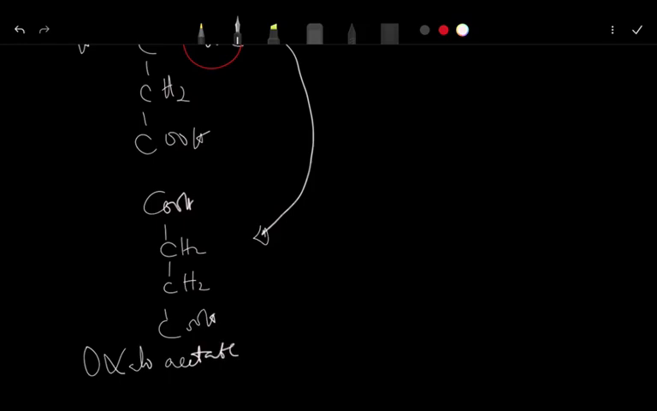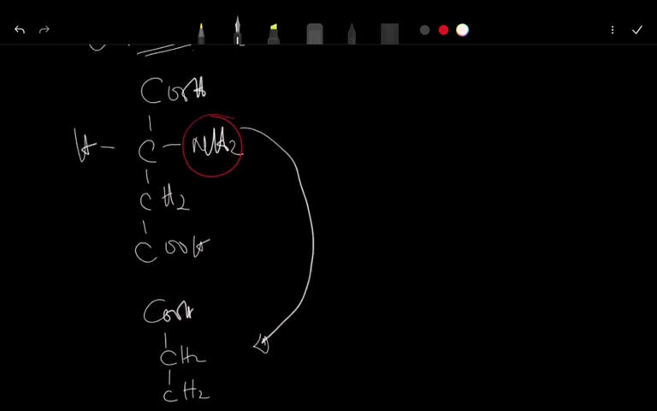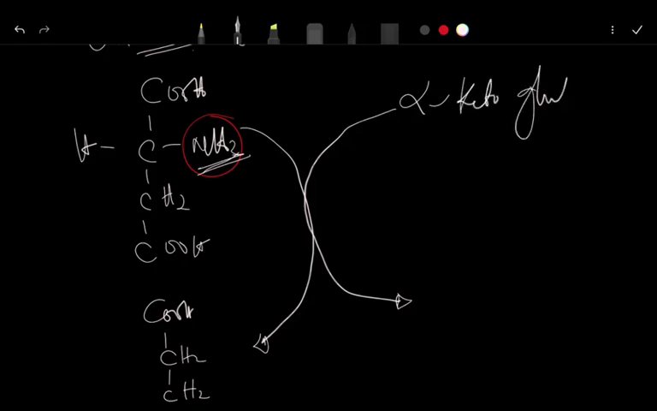Oxaloacetate. So oxaloacetate is the same thing as aspartate, but now it does not have the amine group. Now the question is, who received this amine group? The receiver of the amine group is usually what? Alpha ketoglutarate, which will now give rise to what? So glutamate.